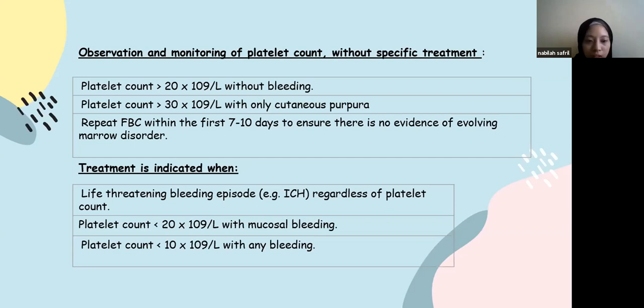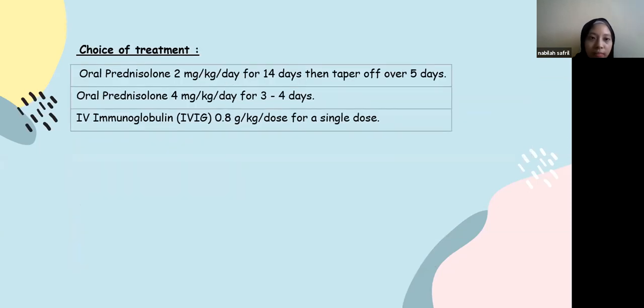Or when the count is less than 20 with mucosal bleeding, or when it is less than 10 with any bleeding. The choice of treatment is a steroid such as oral prednisolone at 2 milligrams per kg per day. Don't worry about the dose. So it's just a short course of steroid. You can either give oral steroid or you can give IV steroid, methylprednisolone. So this is called PET, platelet elevating therapy.